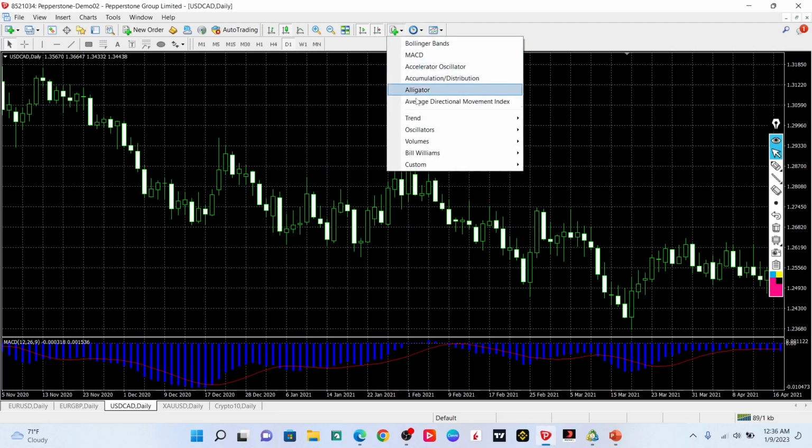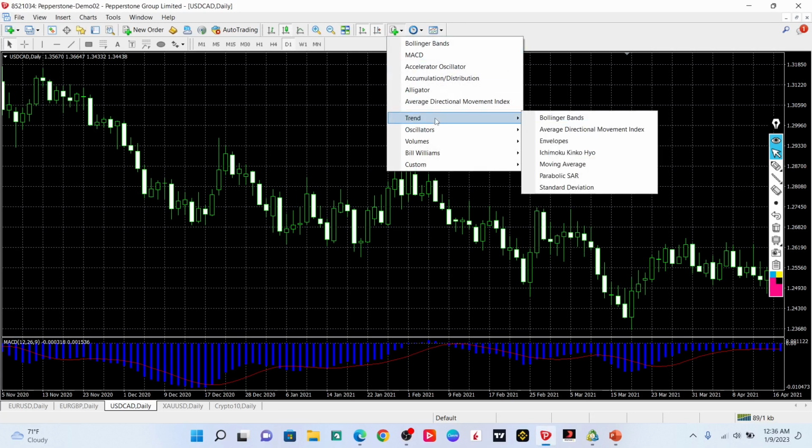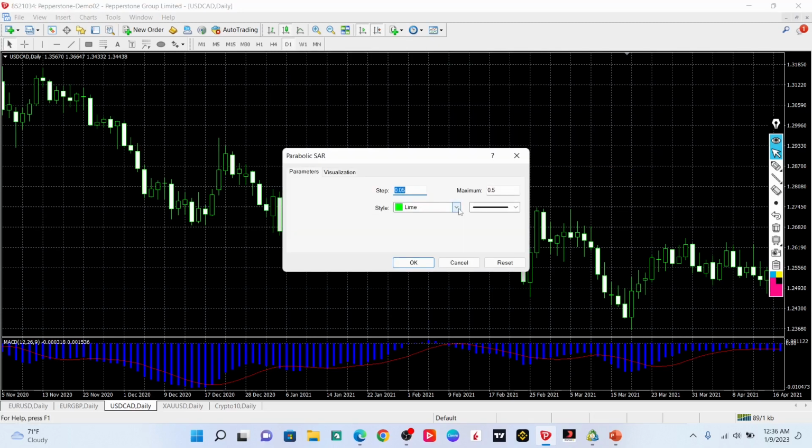Okay, so you come here and the trend, you look for parabolic SAR. It is right here, the parabolic SAR. So we shall use that color. The color you can put to any color you prefer. Then you click OK. You leave the settings to default. You can change the colors. The visualization is always to all time frames.